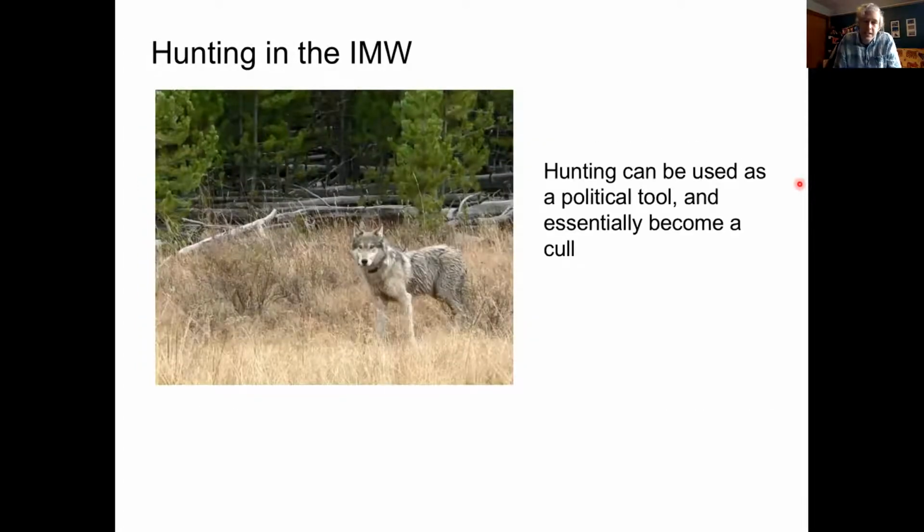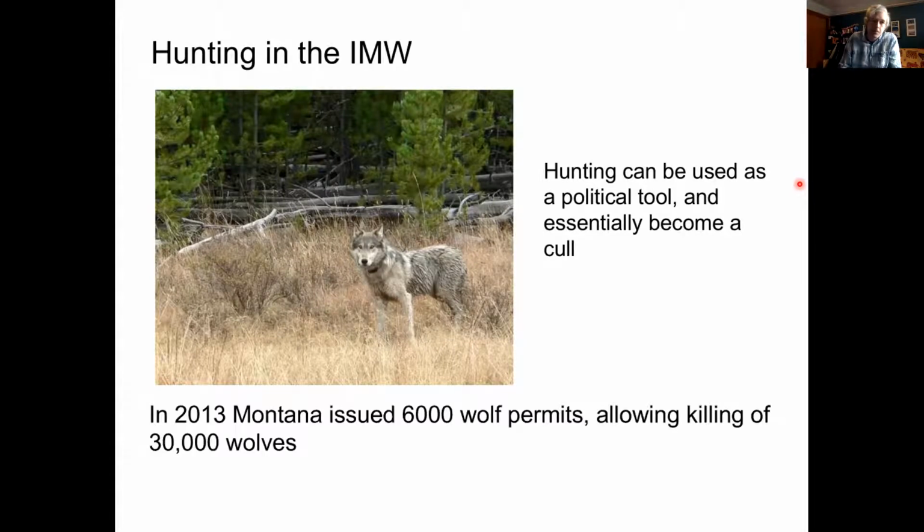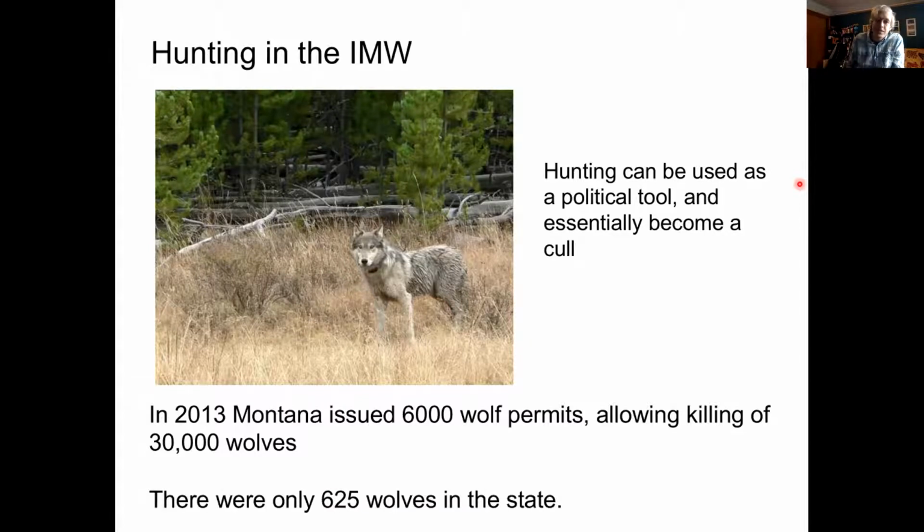However, hunting, in addition to being used as a management tool, can be used as a political tool and essentially become a cull. So, for example, in 2013, the state of Montana issued 6,000 wolf permits that would allow the killing of 30,000 wolves on public lands. Now, at the time, there were only 625 wolves in the entire state. So that is not a managed hunt, that is not a sustainable hunt, that is a cull at that point.